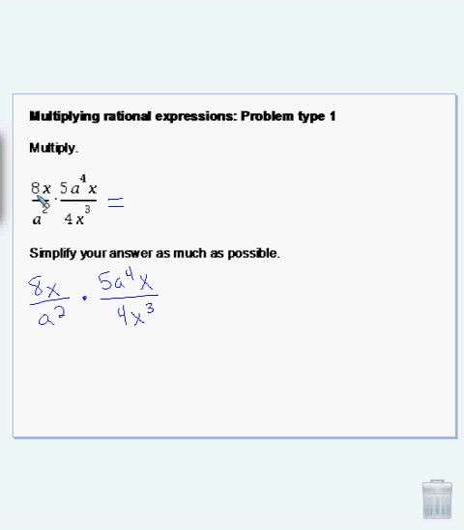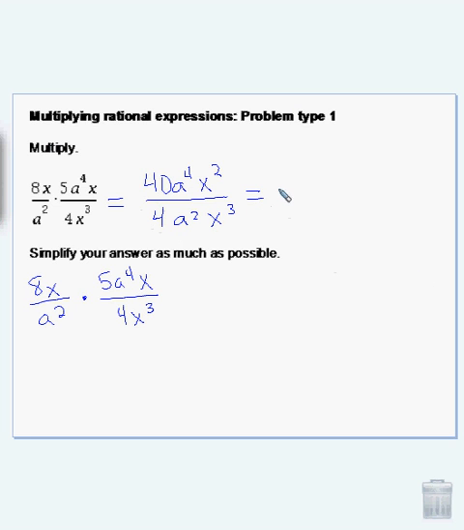If I multiply first, I have 8 times 5, which gives me 40. x times x, that's x squared, but then I also have this a to the 4th. We usually keep them in alphabetical order. I have no number, so that's a 1. So 4 times 1 is 4, a squared x to the 3rd.